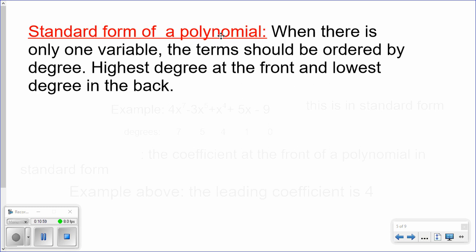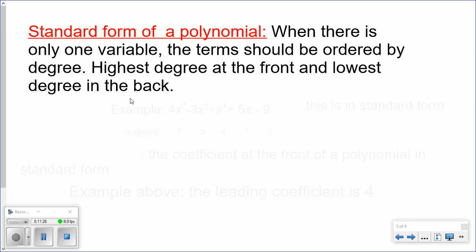Okay? If they have more than one variable, which you're not going to see, but it can happen, you would just pick a variable, like the x's, whatever variable you have, and put it in order by that one variable, rather than trying to find the highest degree of both variables. It kind of gets a little messy. So just stick with one variable and put that one in order from highest degree to lowest degree.